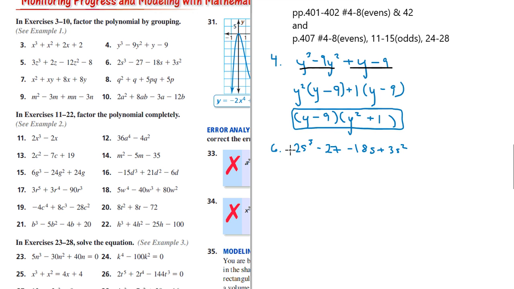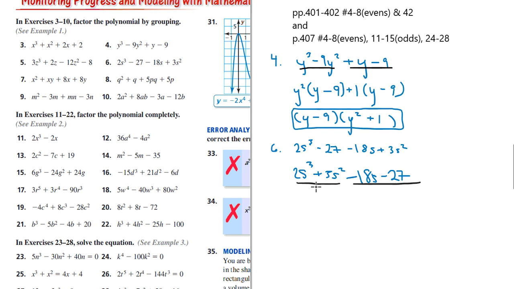All right, so the greatest degree goes first. This has a degree 3, so this 2s cubed goes first. This has a degree 2, so this 3s squared goes next. The degree 1, negative 18s, goes next, and the degree 0 with the constant, negative 27, is at the end. Now let's factor by grouping. So let's group the first two and the last two terms together.